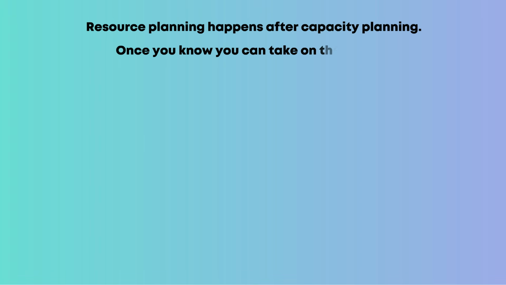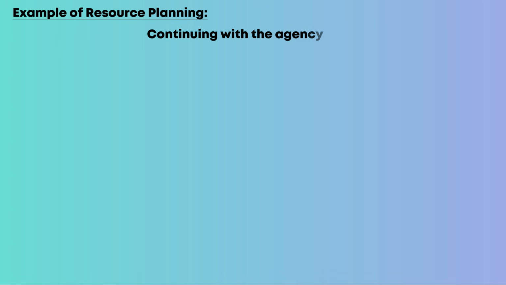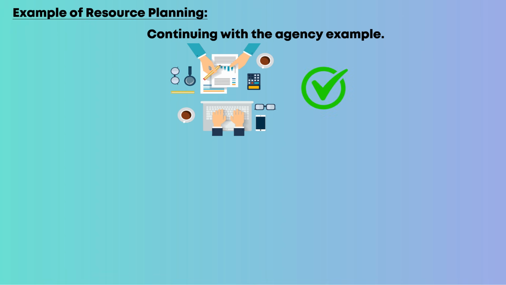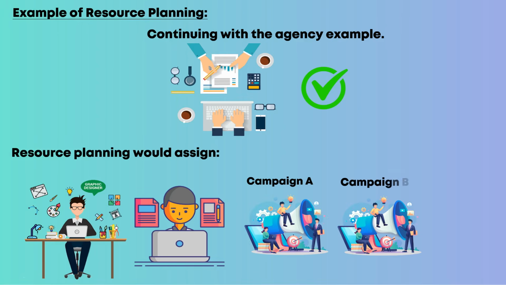Resource planning happens after capacity planning. Once you know you can take on the work, resource planning figures out how the work will get done, and by whom. Example of resource planning. Continuing with the agency example, once capacity planning confirms that the workload is manageable, resource planning would assign a graphic designer and a copywriter to handle campaign A, and so on for the rest.